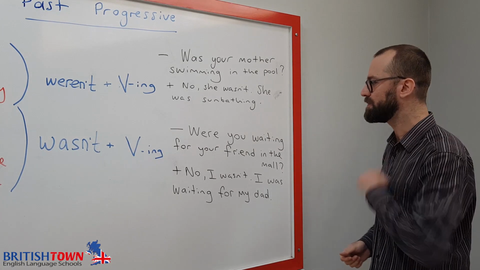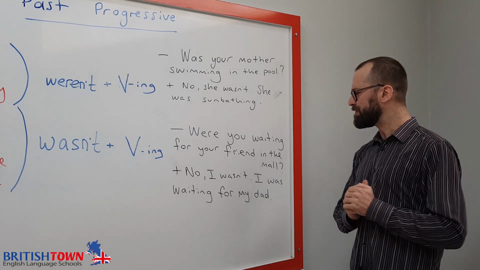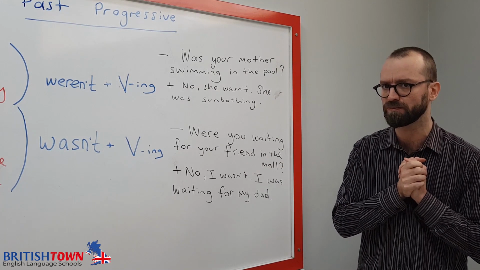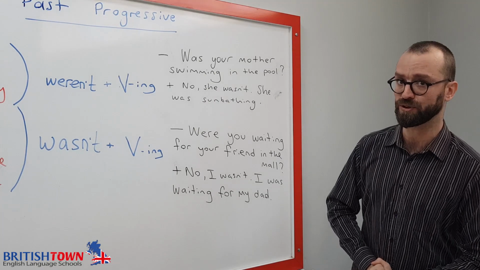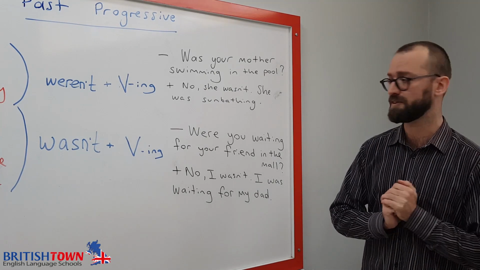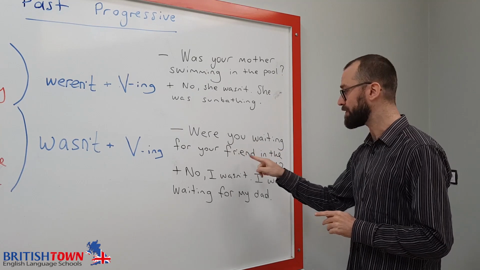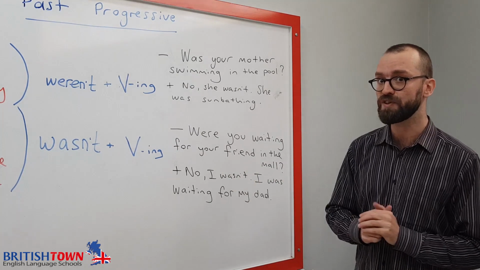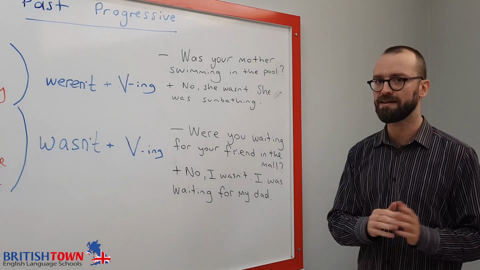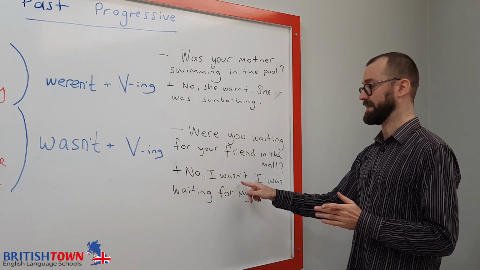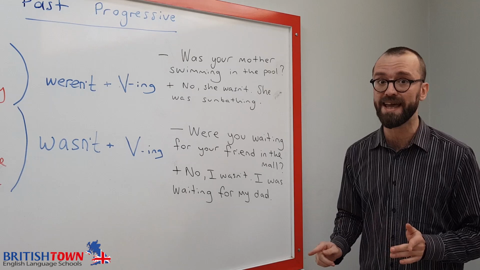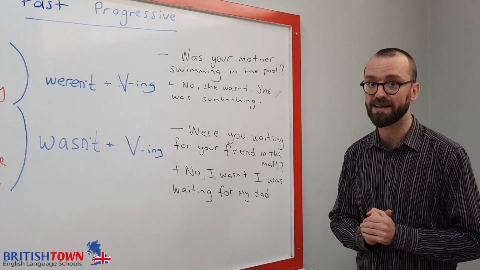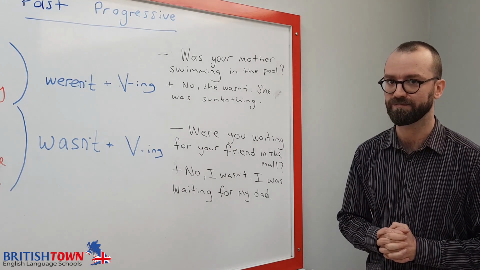Let's have a look at the second dialogue. Were you waiting for your friend in the mall? Were you waiting for your friend in the mall? Sen arkadaşını mı bekliyordun alışveriş merkezinde? And the answer is, no, I wasn't. I was waiting for my dad. Babamı bekliyordum.